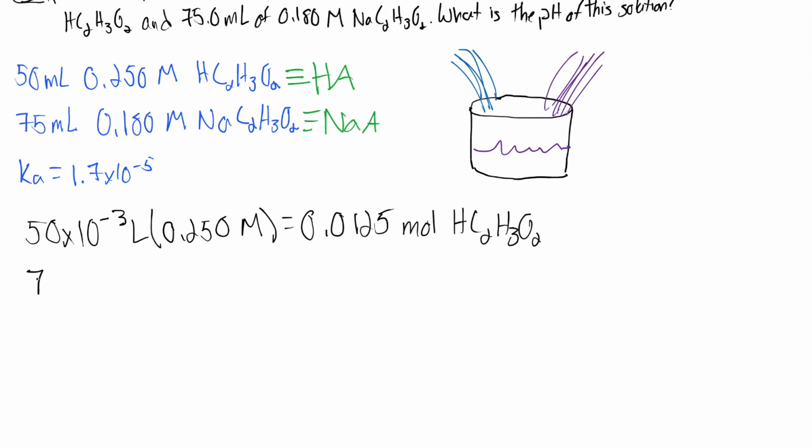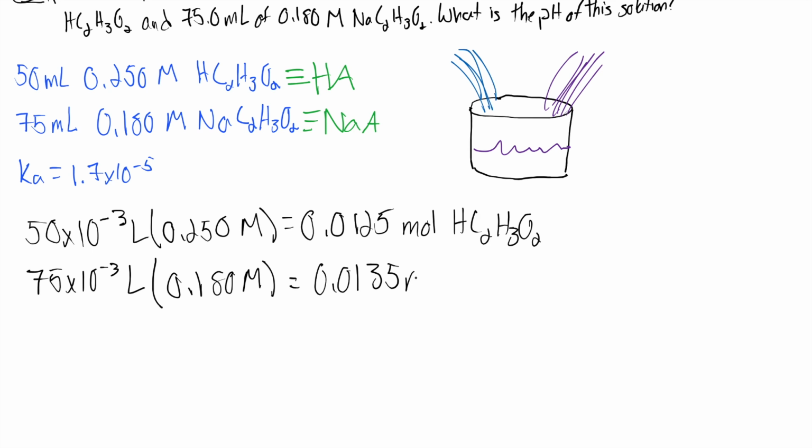I'm going to do the same thing down here. So we have 75 times 10 to the negative 3. And if you're not familiar with using this kind of conversion, it's almost a shorthand. So we know that milli is times 10 to the negative 3. So we just slap that on there. It ends up working in the end. 0.180 molar, and that gives us 0.0135 moles of NaA, and then we'll just repeat that as A.